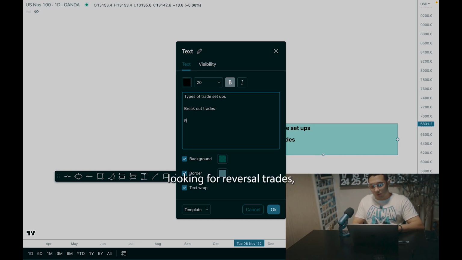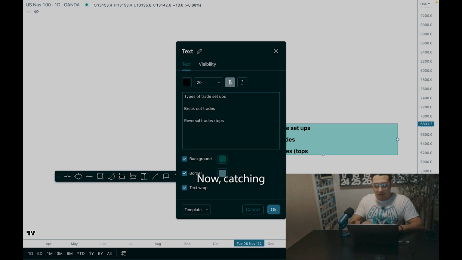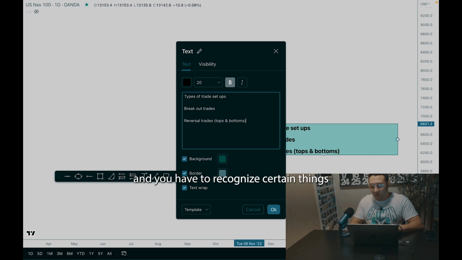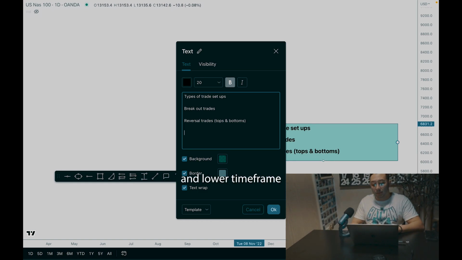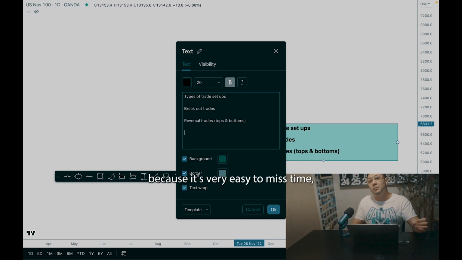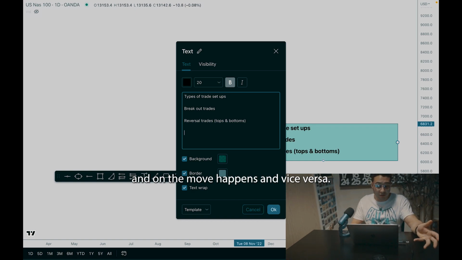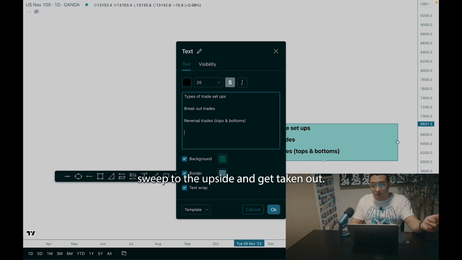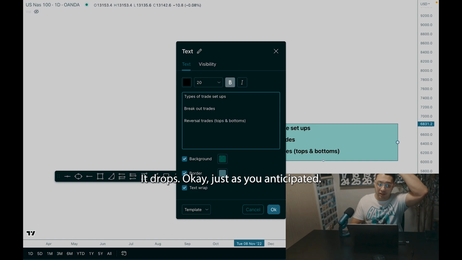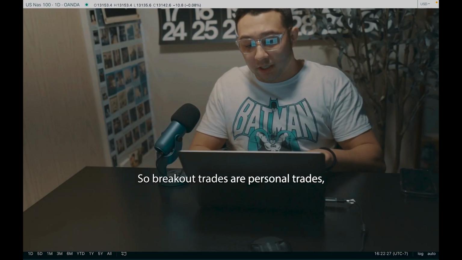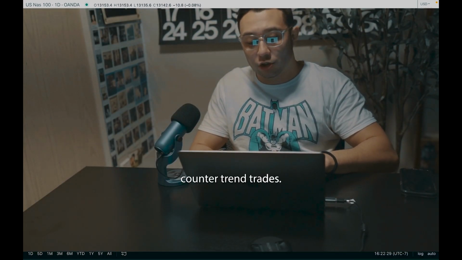Next, we're looking for reversal trades, tops and bottoms. Catching tops and bottoms is not easy, and you have to recognize certain things on the higher time frame and lower time frame in order to find really good entries on these reversal trades, because it's very easy to mistime these setups and enter too early, and then you get taken out on a liquidity sweep, and then the move happens, and vice versa. You get taken out on a liquidity sweep to the upside and then it drops, just as you anticipated.